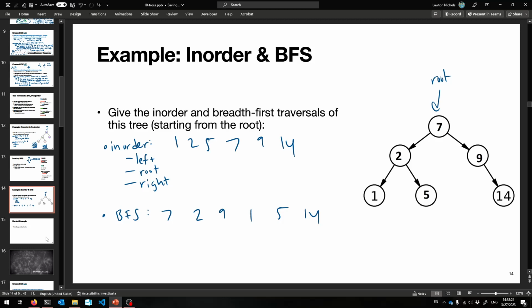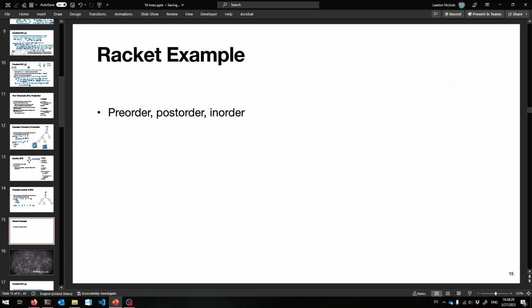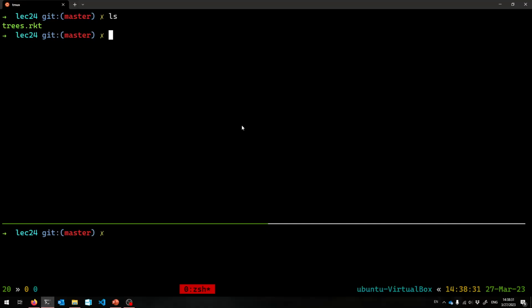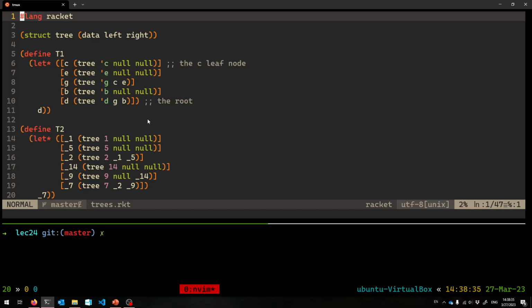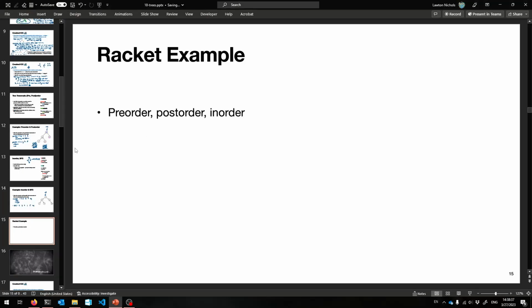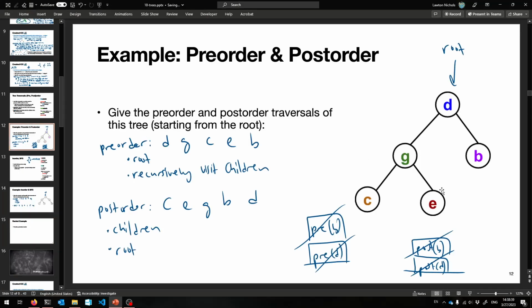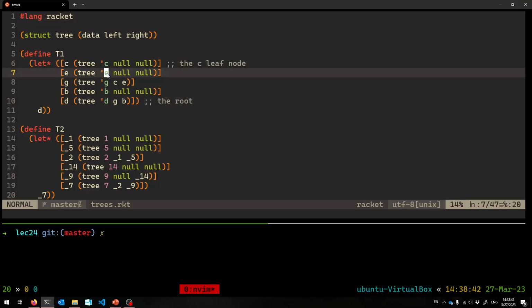If we are happy, please yell at me again if you have any questions about this stuff. But I have one last just silly example with Racket. I think I've made this tree for us. I'll show you what's going on. I'll show you a few algorithms. So here's a few of these trees. Here I've made this CDGB-CE tree. It looks like this.